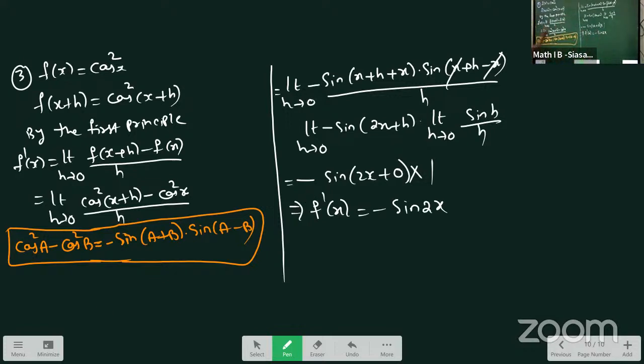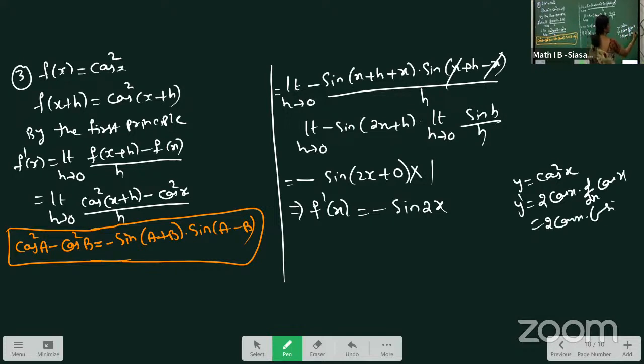Cross check: the derivative of cos square x, treat it as x square. So 2 cos x into the derivative of cos x, which is minus sin x. So you will be getting this if you do the derivative of cos square x. Y is equal to cos square x. What is y dash? 2 cos x into d by dx of cos x. So 2 cos x, the derivative of cos x is minus sin x.